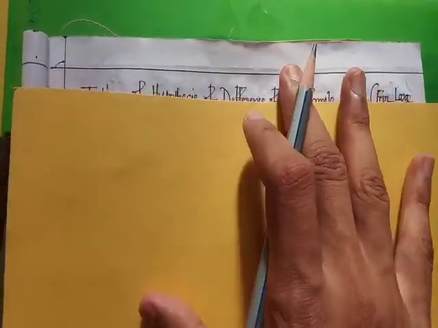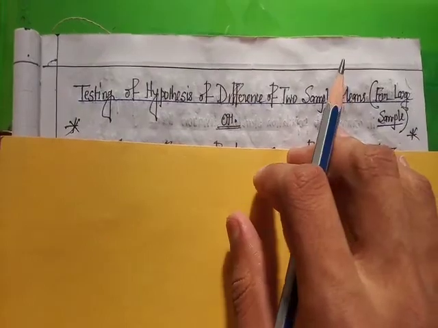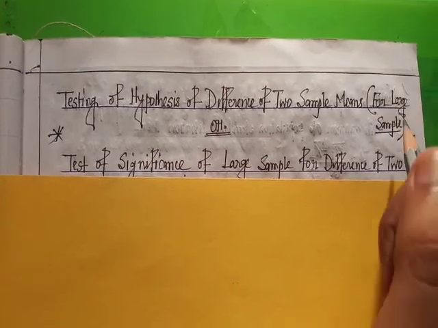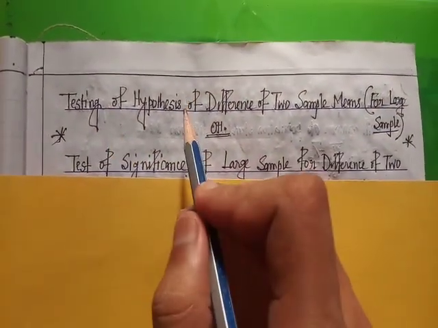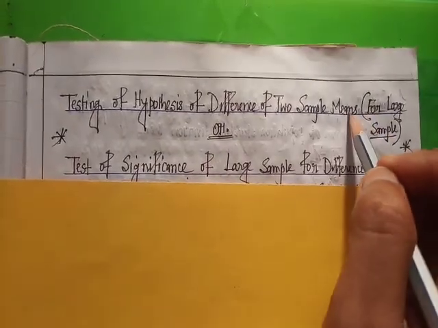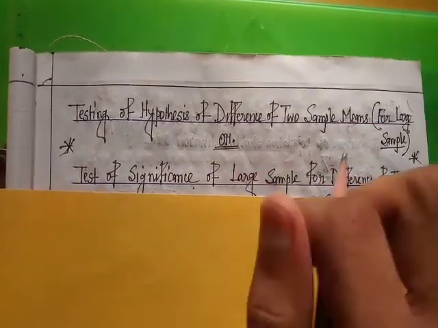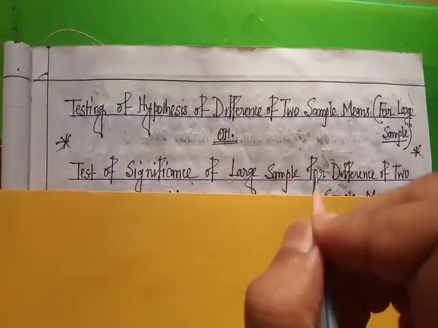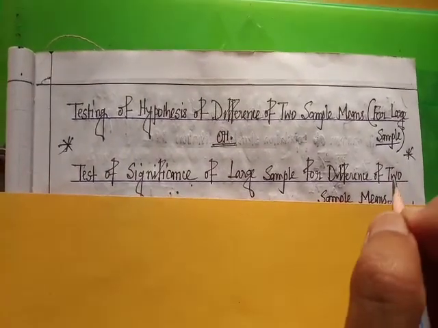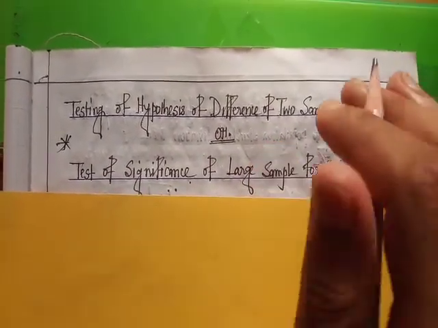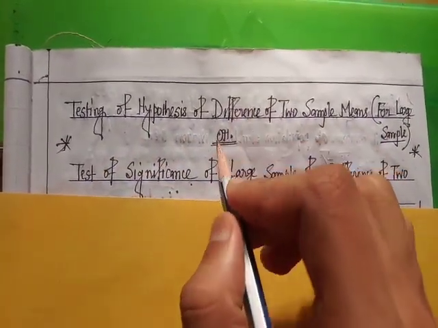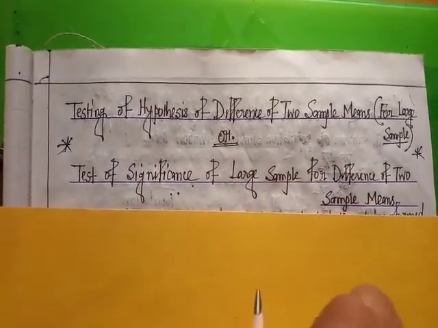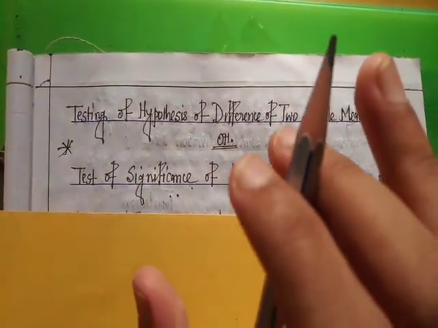Next article is testing of hypothesis of difference of two sample means for large samples. This is also called test of significance of large sample for difference of two sample means.